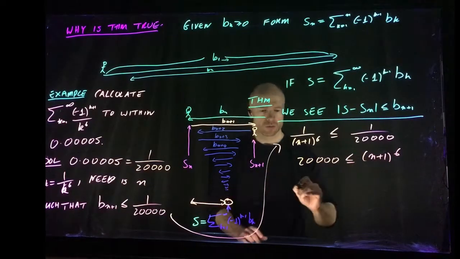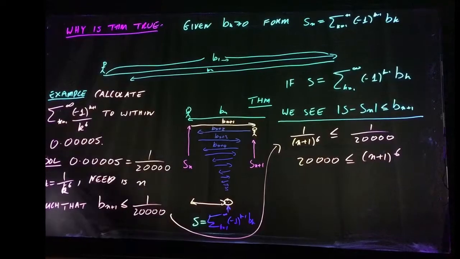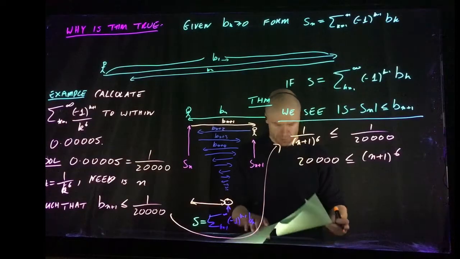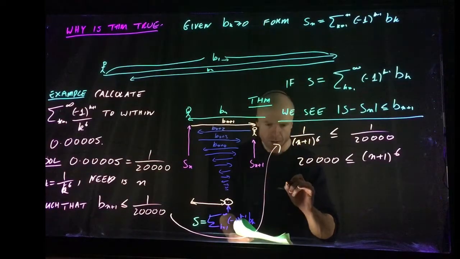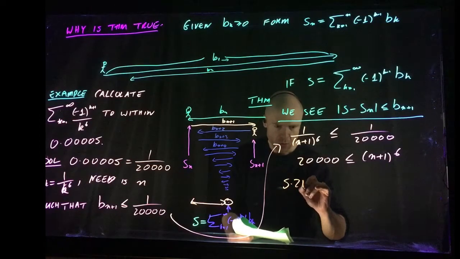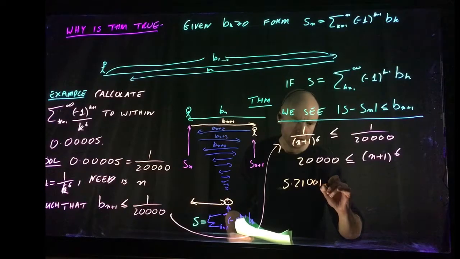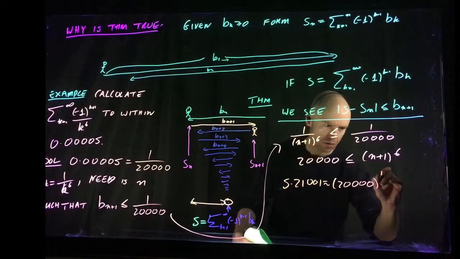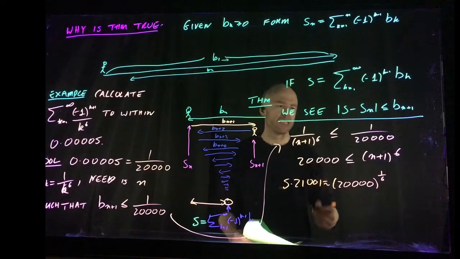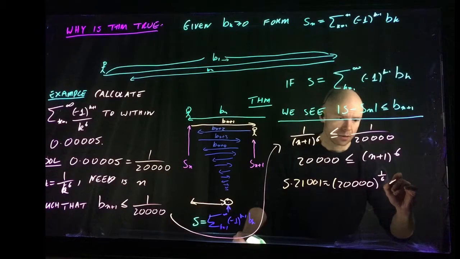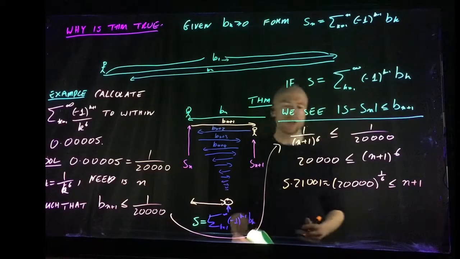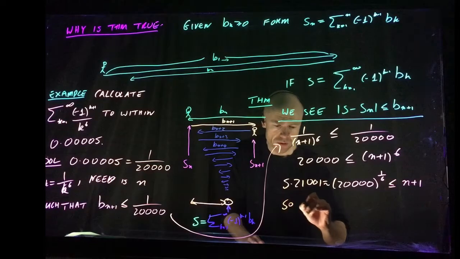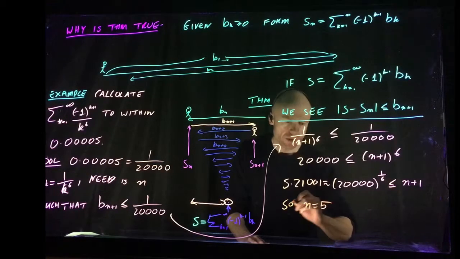So let's find out what the 6th root of 20,000 is. And that is like 5 point something something. So 5.21001 is very close to the 6th root of 20,000. Okay, up to some decimal place, and we want this to be therefore less than n plus 1. So we ask ourselves, what n can we choose such that this is true? So clearly n is 5 is the correct thing.